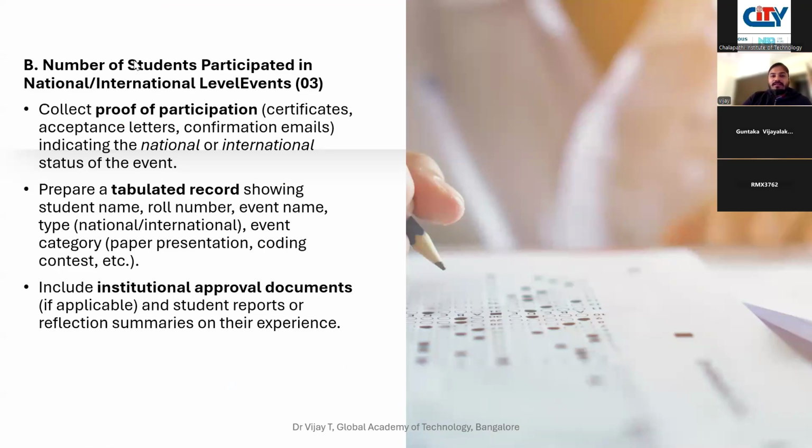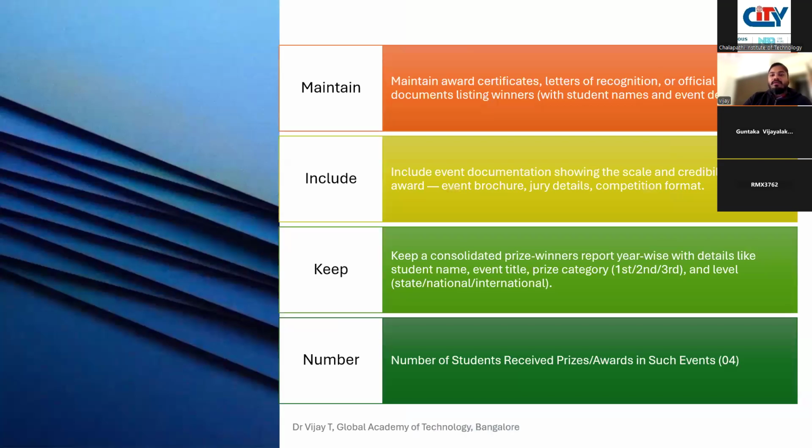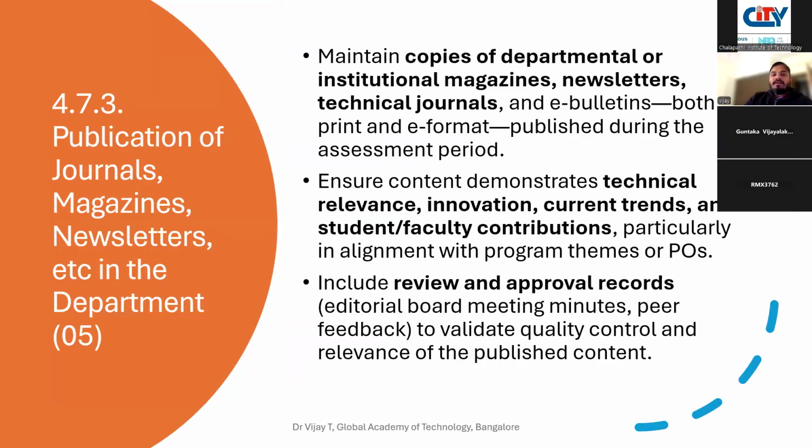So you have to maintain the certificates and all other aspects, including event documentation showing the scale and credibility of the award. Keep a consolidated prize winner report year-wise in one place. Do not try to find whatever is required when the committee is going to visit you. All the things have to be there with you from the start, whenever you are going to develop a file.